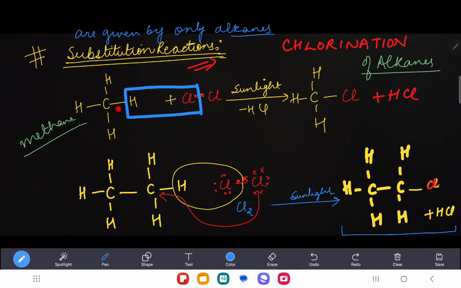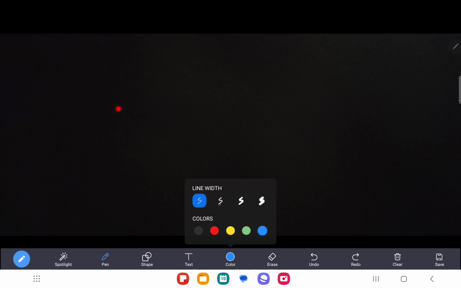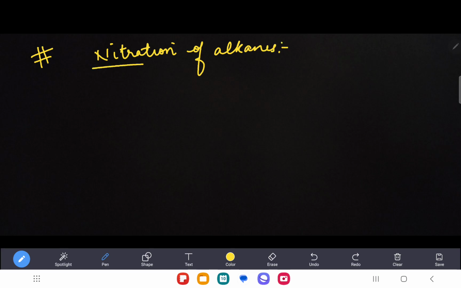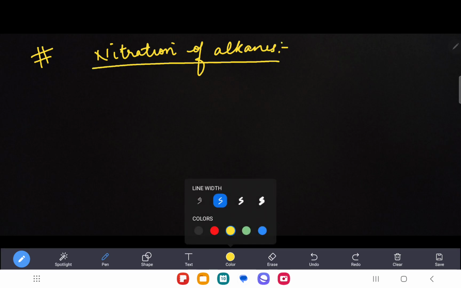Now understand. Another reaction that is possible, just write down. We have nitration of alkanes. What is nitration of alkanes? Understand? So nitration of alkanes would be like this.